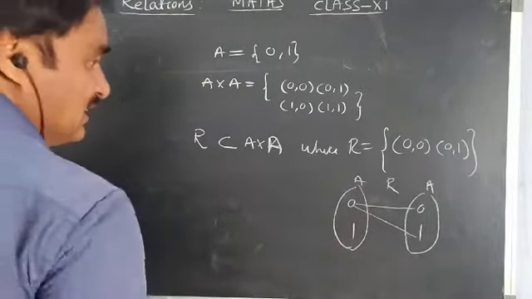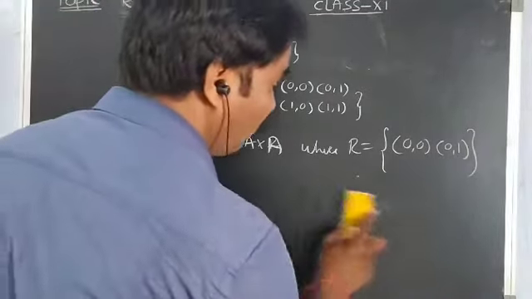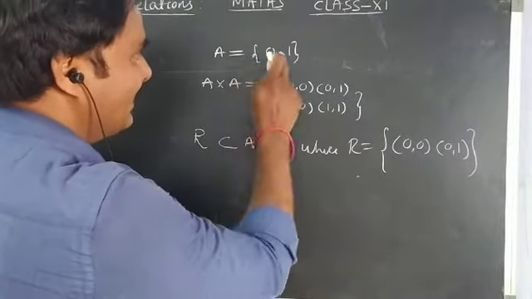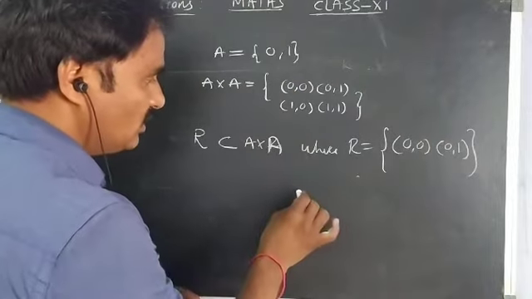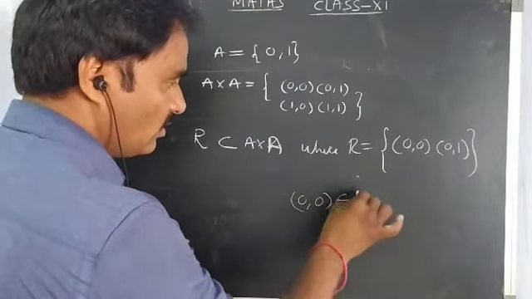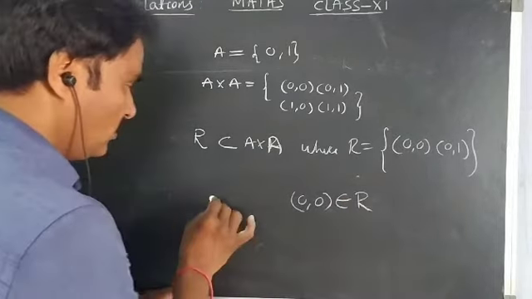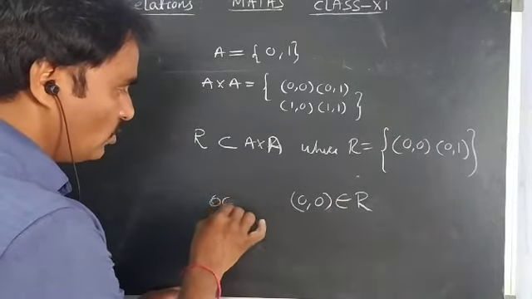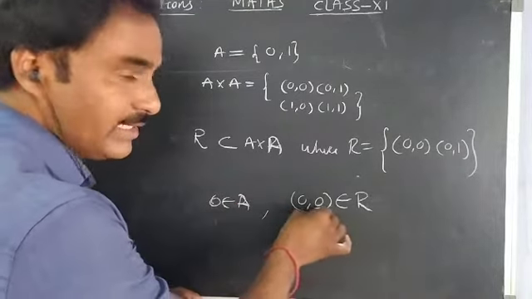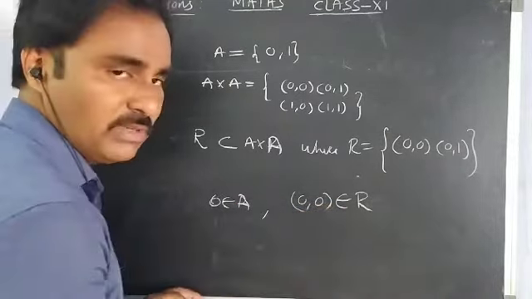Now I am asking, is this relation reflexive? No. Why? Because see, the set A contains 0, 1. Using 0, I make one ordered pair (0,0). Does it belong to R? Yes, it belongs to R. Why? Because I have taken 0 belongs to A. I have taken one element from A, and I constructed the ordered pair (0,0). It belongs to R.